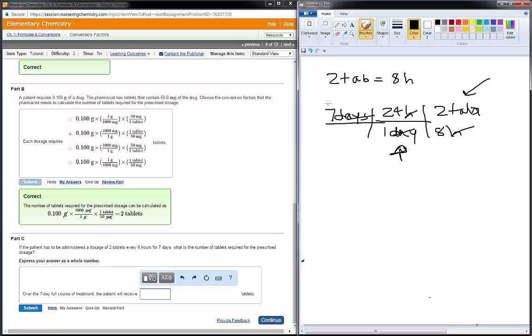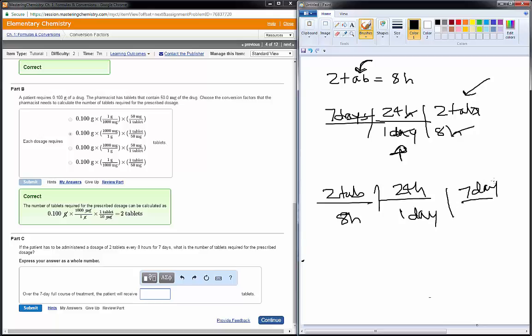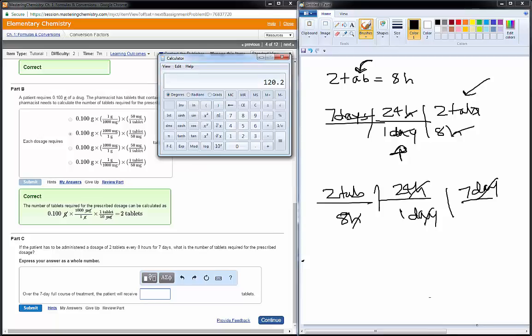Now you could also go backwards. You could say, I need to know number of tablets, so I'm going to start here, 2 tablets, 8 hours, and then knowing I have to get rid of hours, 24 hours in 1 day. And then you're going to be on a 7-day course. So these cancel, these cancel. The answer is the same either direction. Either way is appropriate. Should get you the same answer. 7 times 24 times 2 divided by 8 gives me 42 tablets.